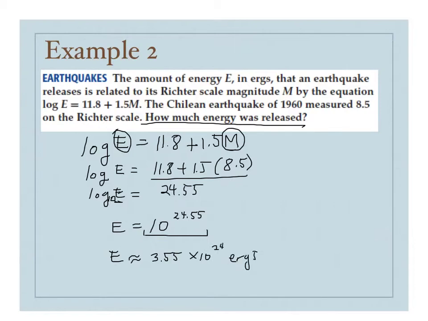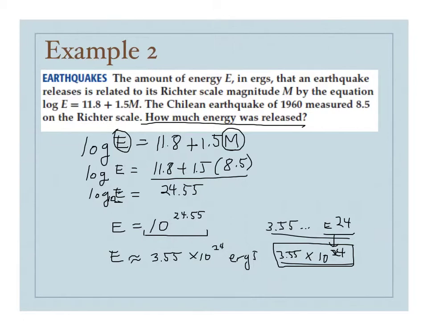On your calculator, you'll see something like 3.55, a whole bunch of numbers, E 24. So anytime you see that, remember that is the same as 10 to the power of 24. So you would write it like this. That's calculator notation, not scientific notation. You must write it in mathematical scientific notation. Okay, so there's your final answer.